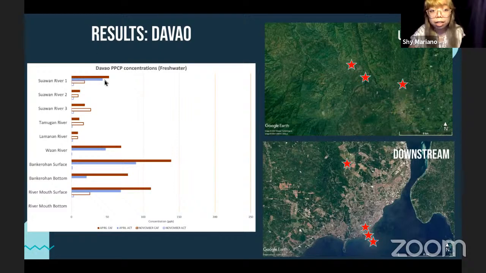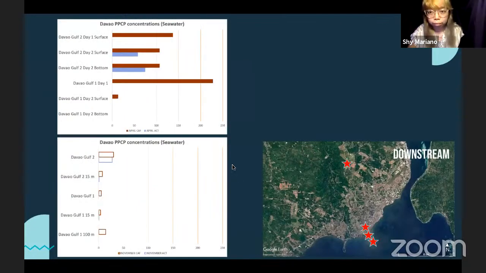The solid colors represent the dry season sampling, and the hollow bars represent the wet season sampling. In general, we can also see that the dry season sampling seems to have greater detections compared to the wet season sampling. And if we look at the seawater concentrations, this is the dry season and the wet season. Again, in general, we have higher concentrations during the dry season.